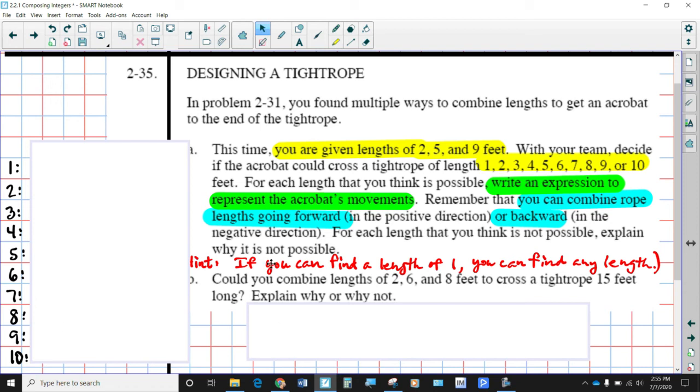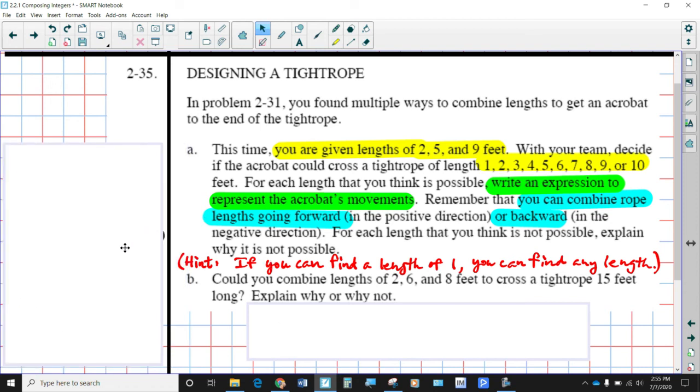Okay? Now, I did provide a little bit of a hint here. It's asking, are there any of these that are impossible to get? Okay, so my hint is if you can find a way to get 1, you can get any number because you just keep doing it over and over again, right? Because 1 plus 1 is 2, and 1 plus 1 plus 1 is 3, and 1 plus 1 plus 1 plus 1 is 4. So if you can figure out the 1, you're going to figure out all of them.